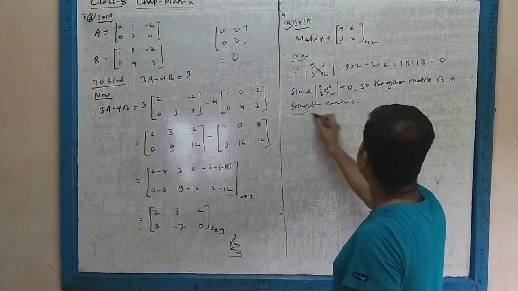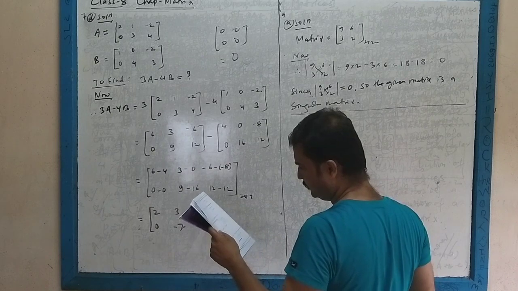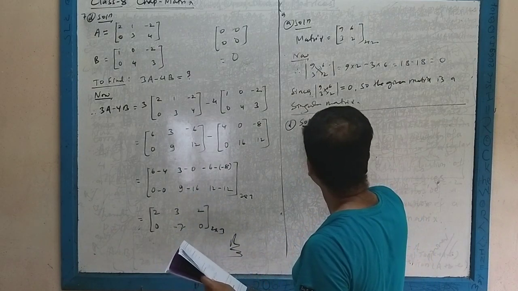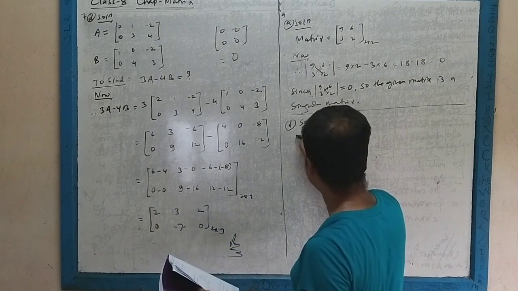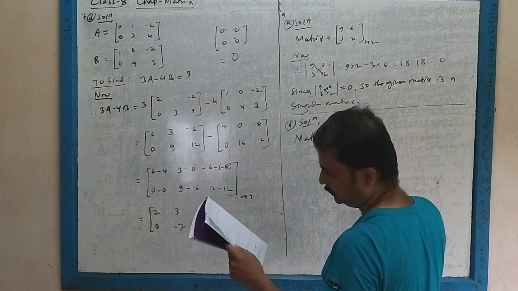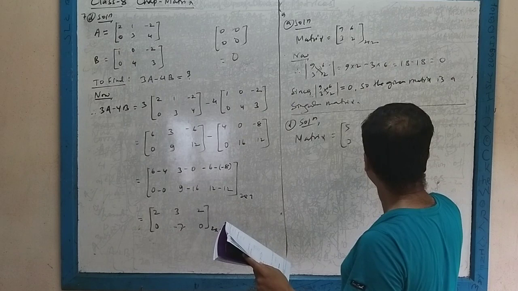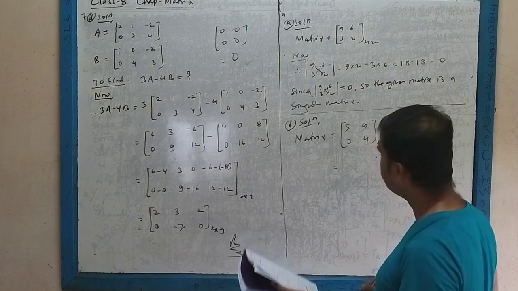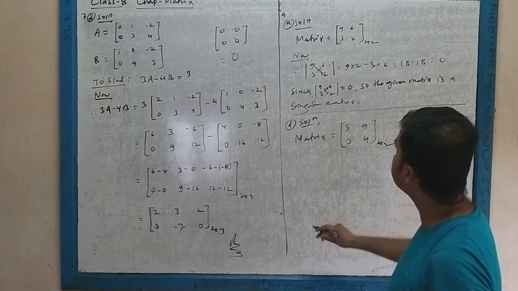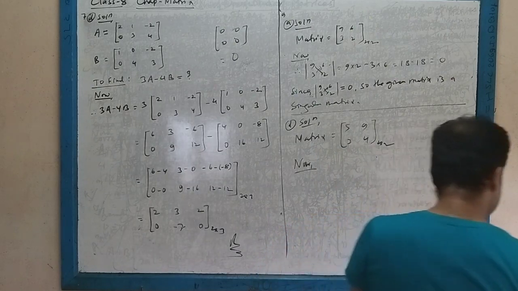Singular matrix. Go for next. Now question number D. What is the matrix given here? Matrix is equal to 5, 7, 9, 4, a 2 by 2 matrix. So this is the matrix. Now check whether it is singular or non-singular.